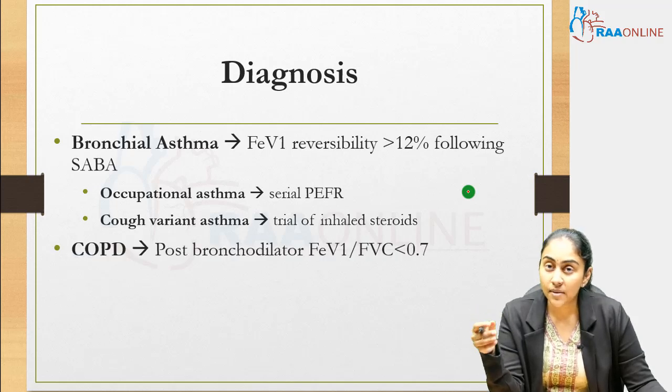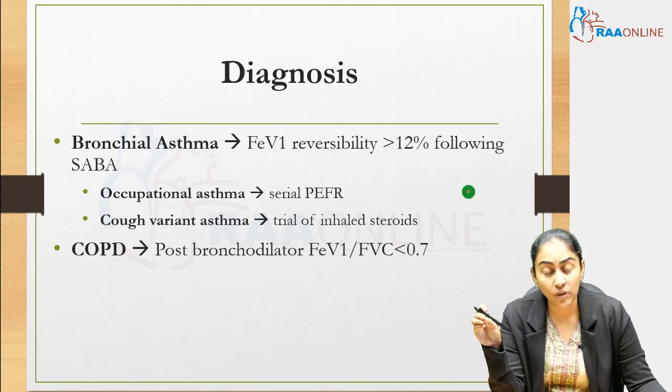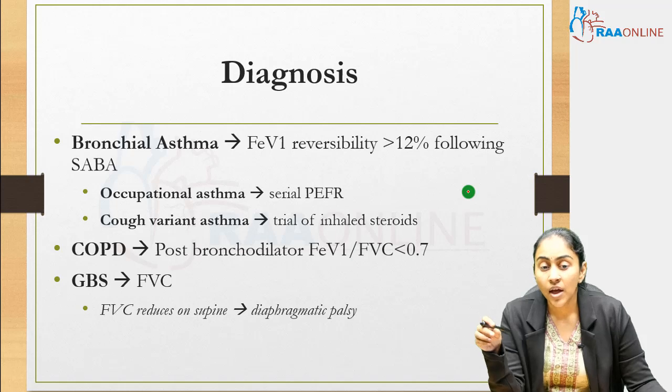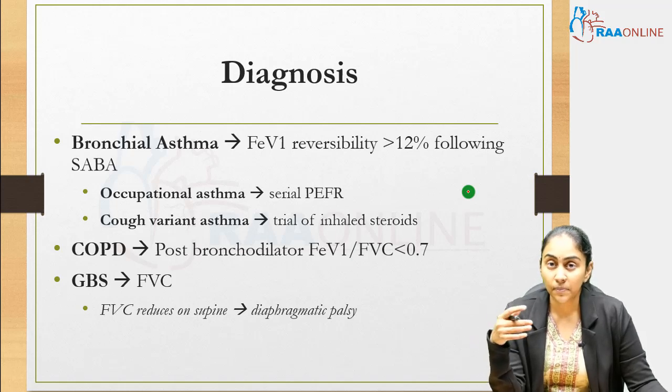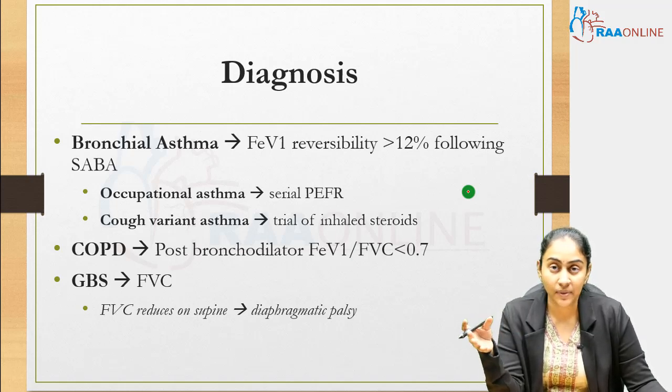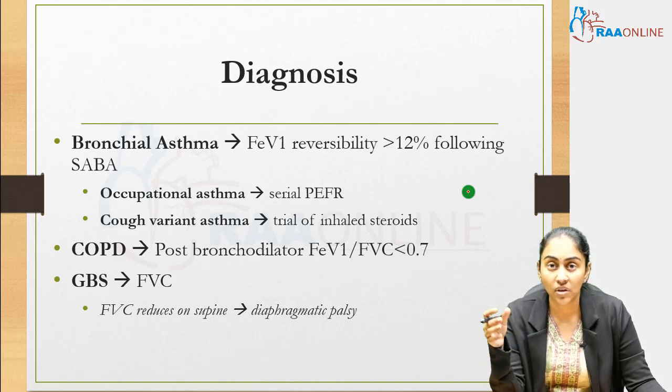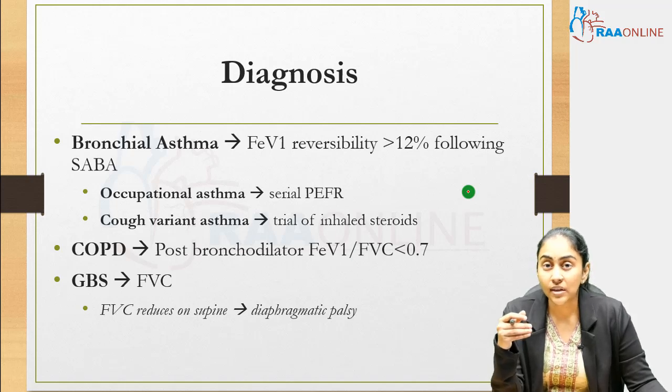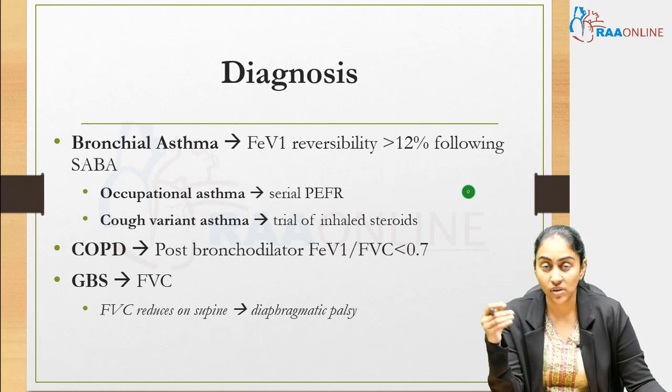Now, COPD, as I mentioned earlier, a post-bronchodilator FEV1 FVC ratio of less than 0.7 tells you the patient has COPD. Now, whenever you are described a PFT abnormality or a patient with breathlessness, and they specifically tell you that the breathlessness is worse on lying down, and they mention specifically saying there is a fall in the FVC on the supine position, then they are talking about a diaphragmatic palsy, probably in the context of a Guillain-Barré syndrome.